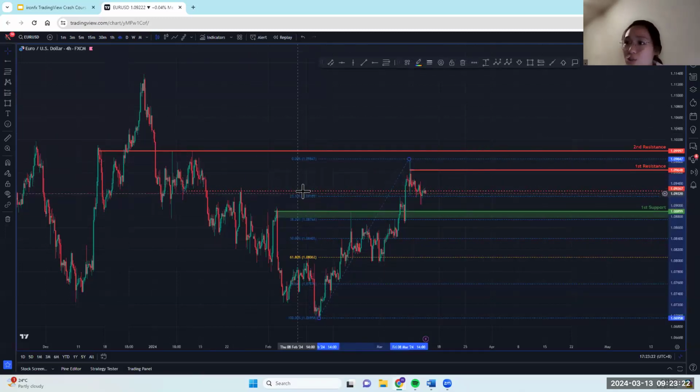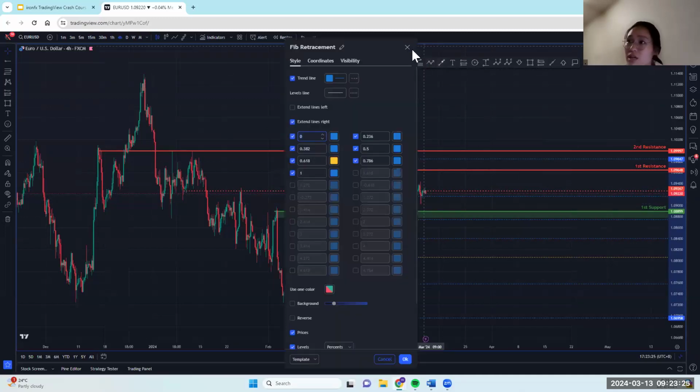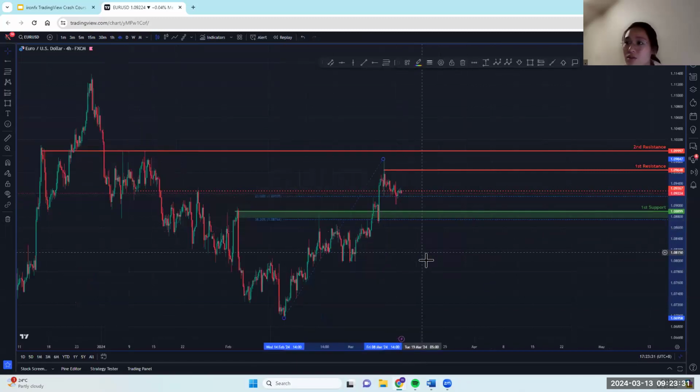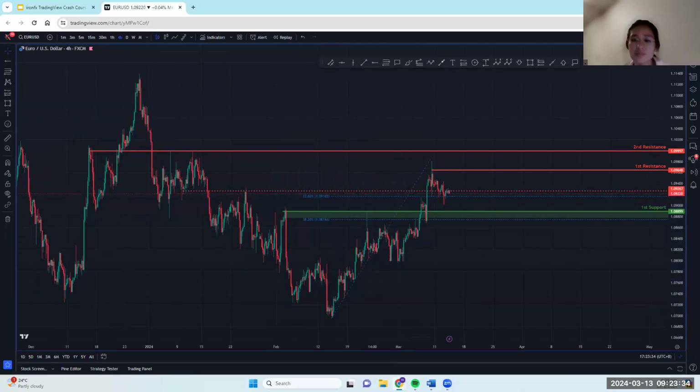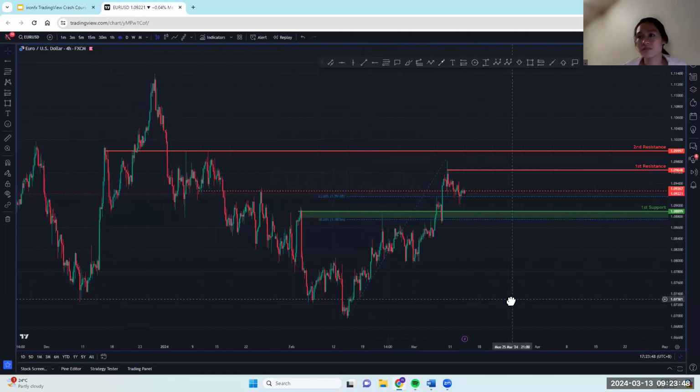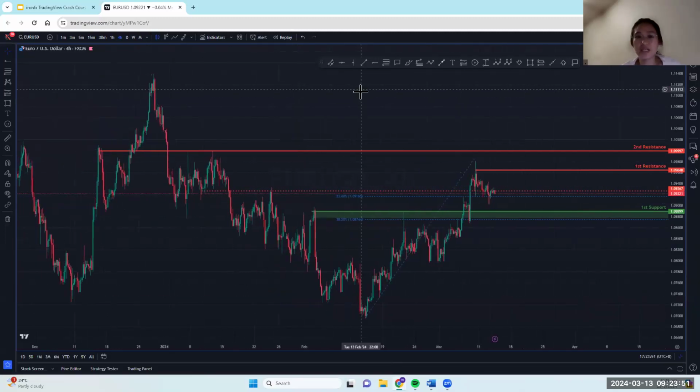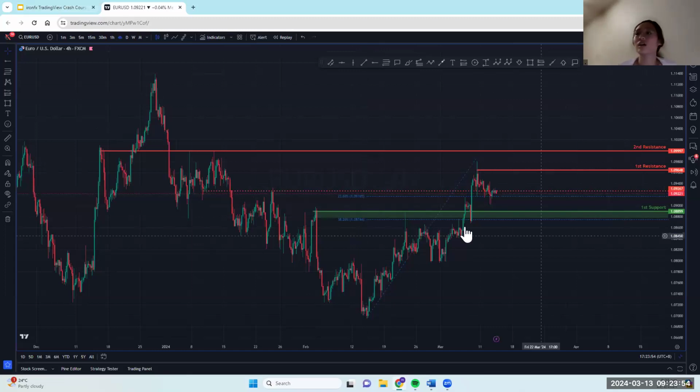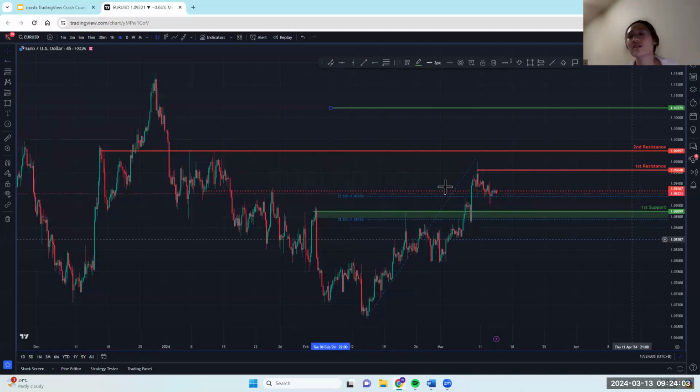So I'm just going to keep the 23.6 and 38.2 so that I make sure that my charts are clean and clear for me to add more Fibonacci levels. Just a second. Okay. So let's see if we have any other Fibonacci levels first.